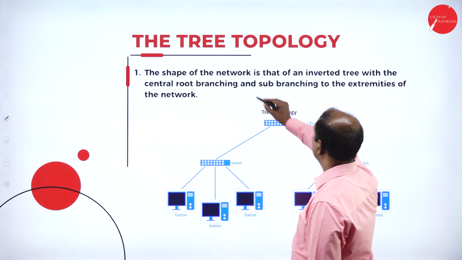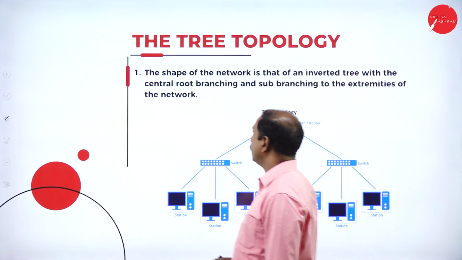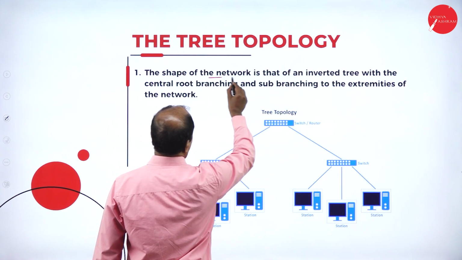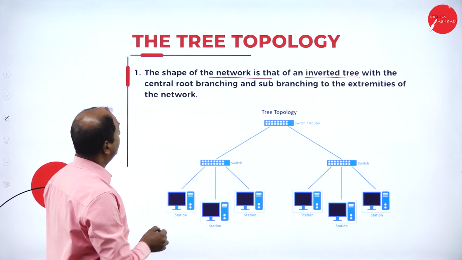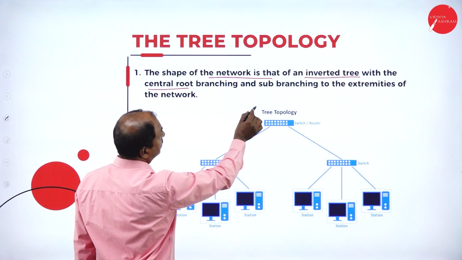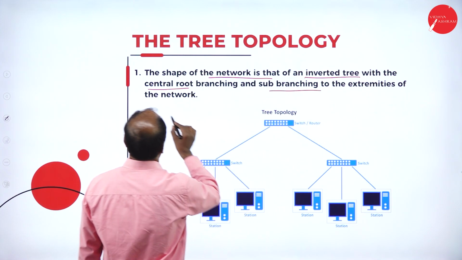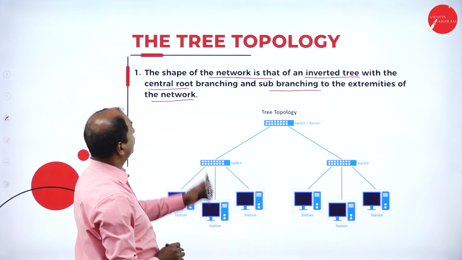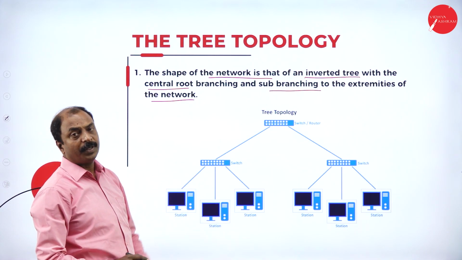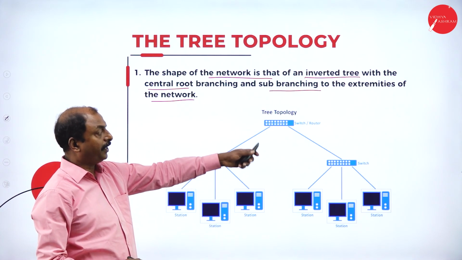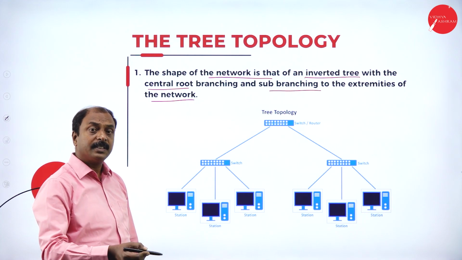Now next one is the tree topology. Here the shape of the network is that of an inverted tree, with the central root branching and sub-branching to the extremities of the network. So it is called tree topology because the computers are connected in the form of a tree or inverted tree, with the branches as subtrees.